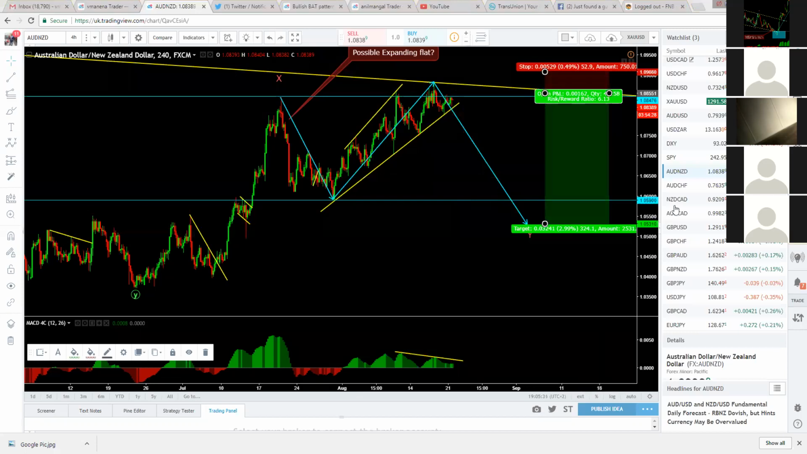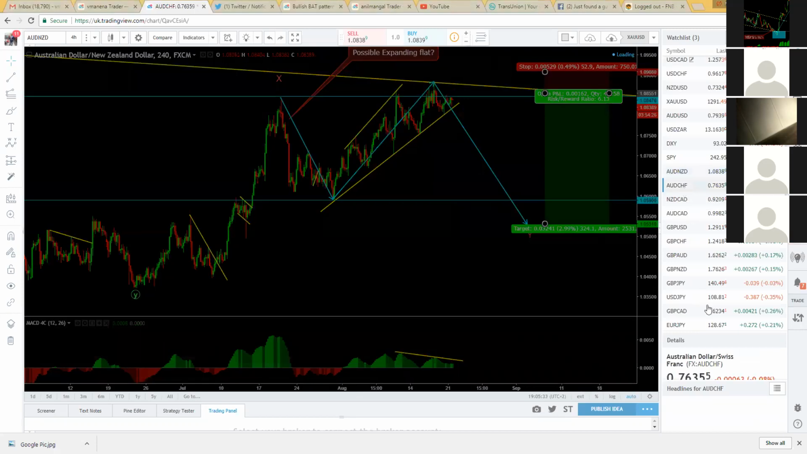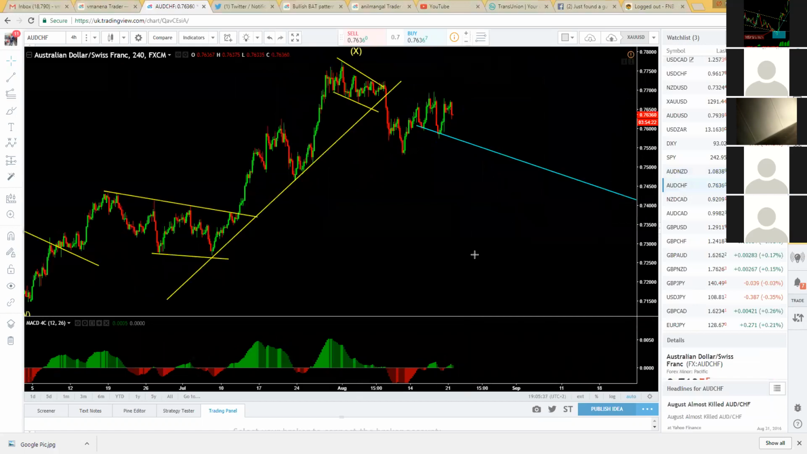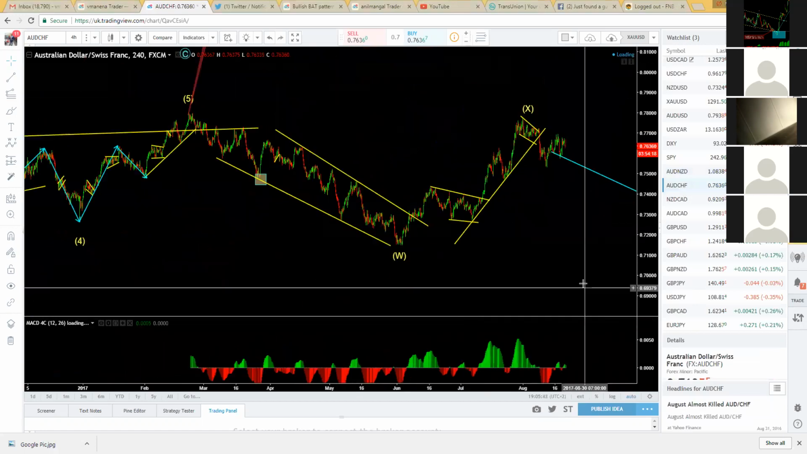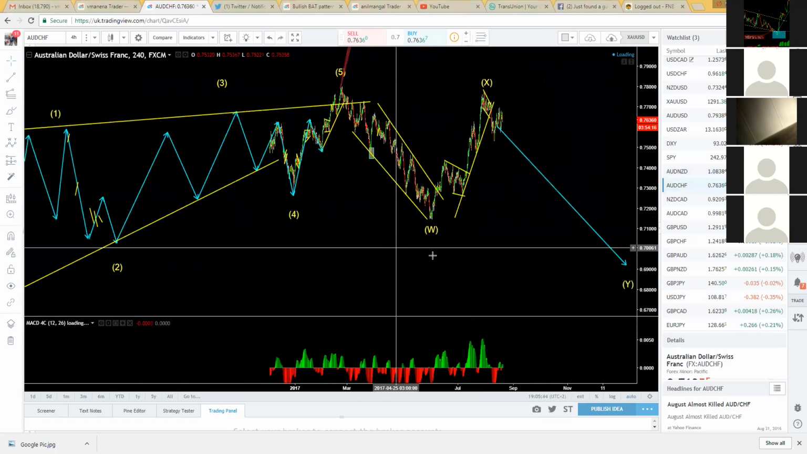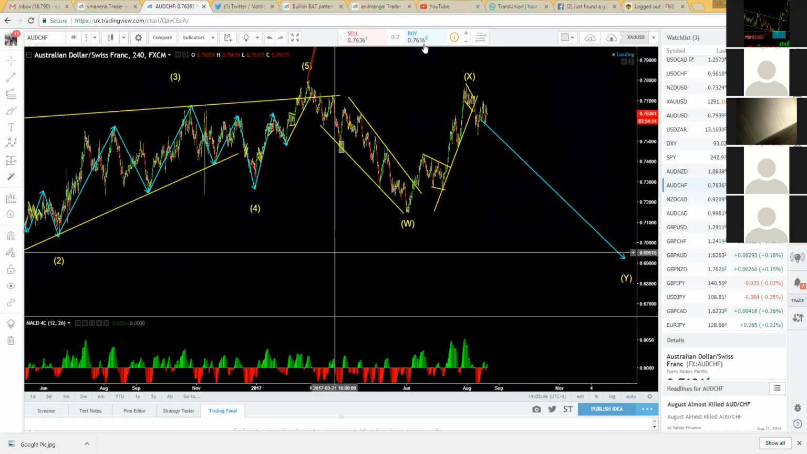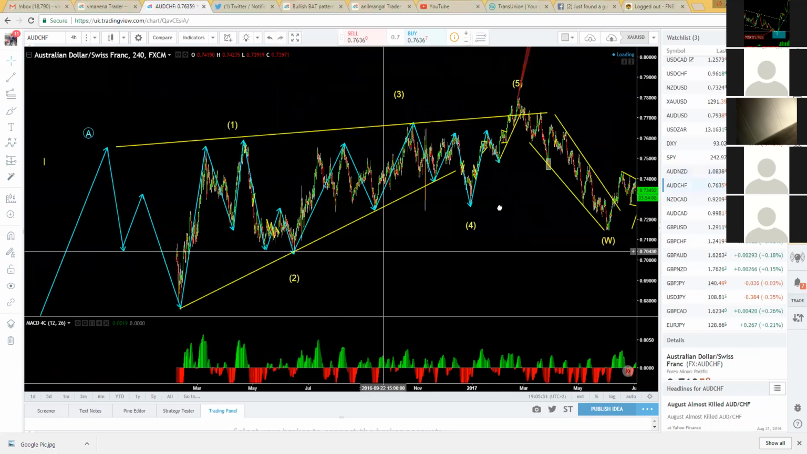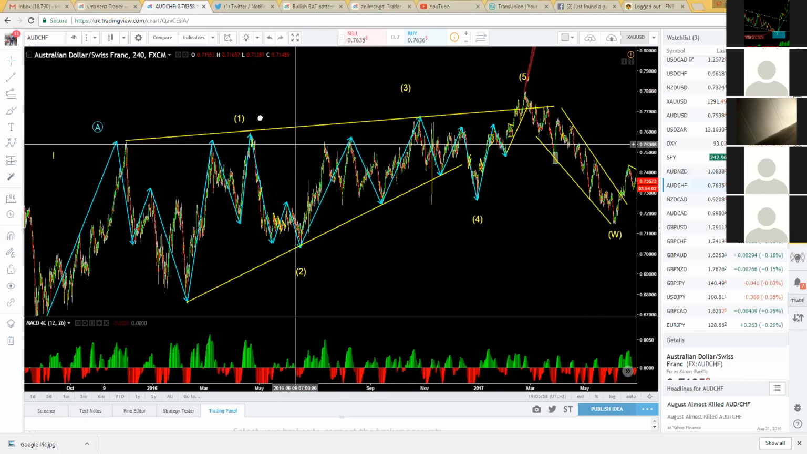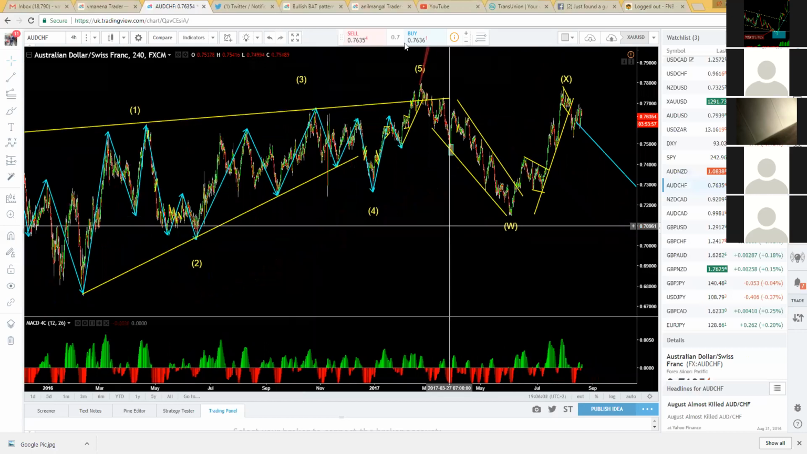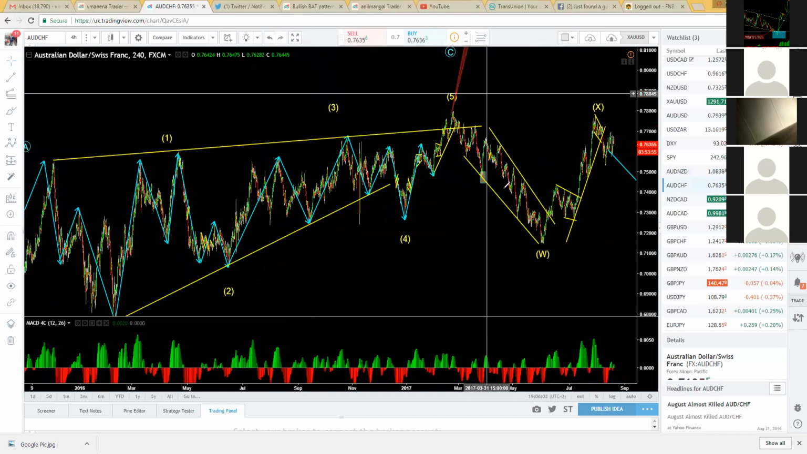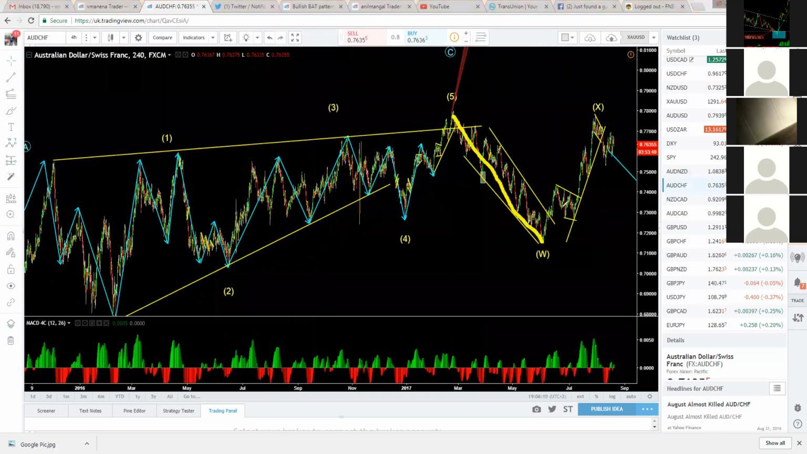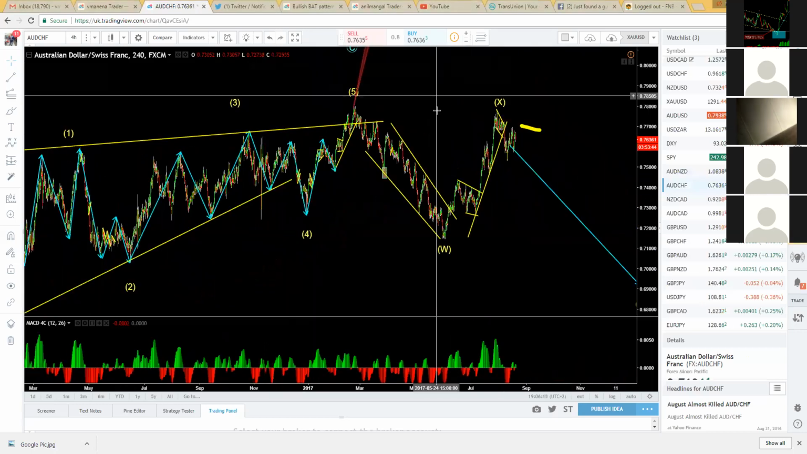Okay, next one. I'm going to run a bit faster now. Audi Chief. Audi Chief is easy. We've got this ending diagonal in wave C. And after the ending diagonal, you get an ABC. I just want to get this out there.